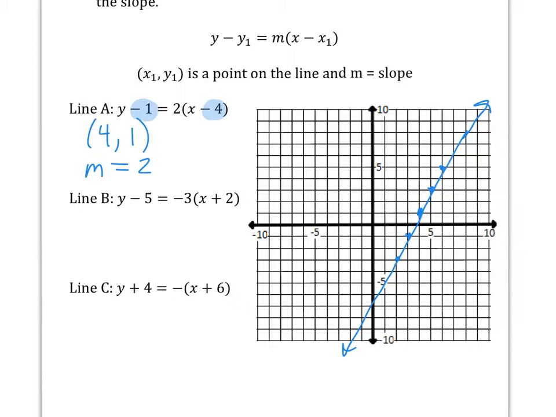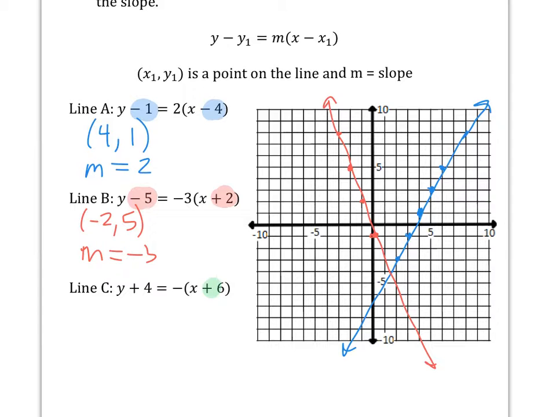Now let's look at line B. Again, I'm going to look at this number and this number to take out the point. And again, I'm going to switch the signs. So I'm going to get -2, +5, and my slope is -3, or -3 over 1. So go ahead and graph this point, -2, 5, and then I'm going to move according to the slope, which would be down 3 units, and then to the right 1. Down 3 units, to the right 1. Or I could go up 3 units to the left 1, and then I'll make my line as straight as possible, going through all those points, and that would be line B.